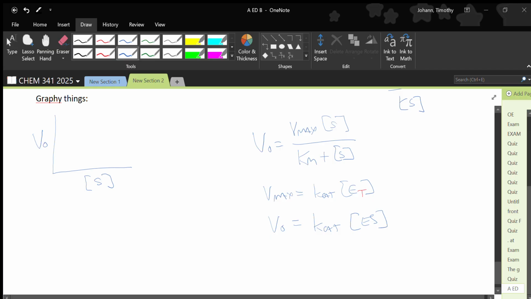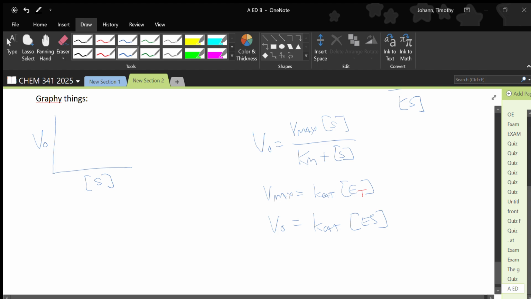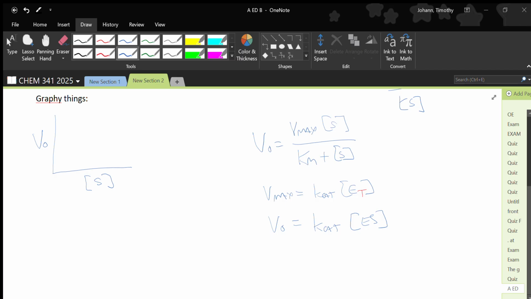If I take this, I vary my substrate. What happens to my initial rate as I vary substrate? Think about how the top equation changes as substrate is increased, particularly how substrate relates to Km. Start out with more substrate. As you add more substrate, it's going to get faster, yeah? And then it levels off, right?